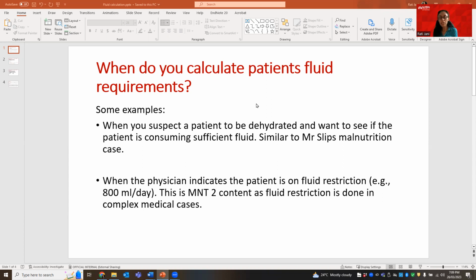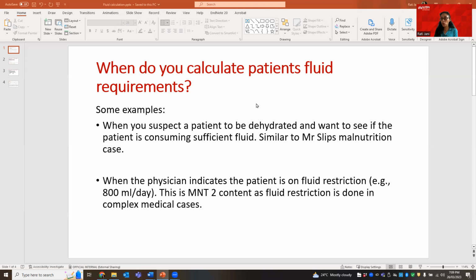So yes, some examples of when you would calculate a patient's fluid requirement. Number one, a condition that you have already been exposed to, is when you suspect that a patient is dehydrated. You think that the patient is not having a sufficient amount of water. Why would you suspect the patient is dehydrated? It could be the biochemistry. The blood indicators are showing, say, the patient is having a high amount of sodium, or maybe there are certain medications which are increasing your suspicion that the patient could be dehydrated.